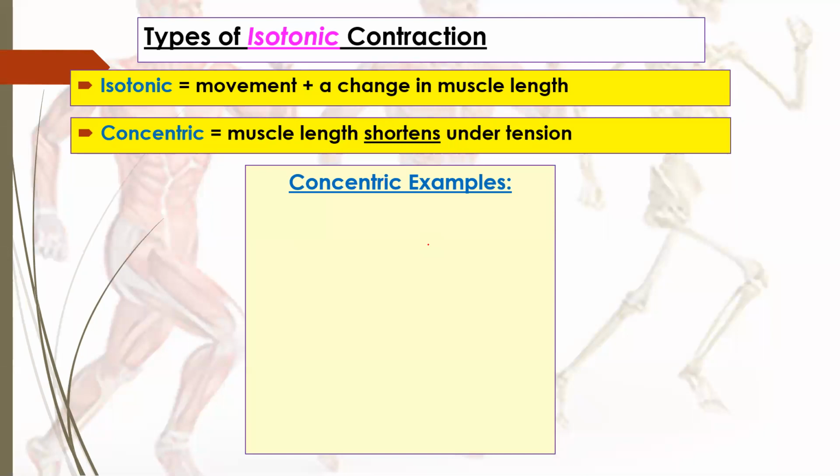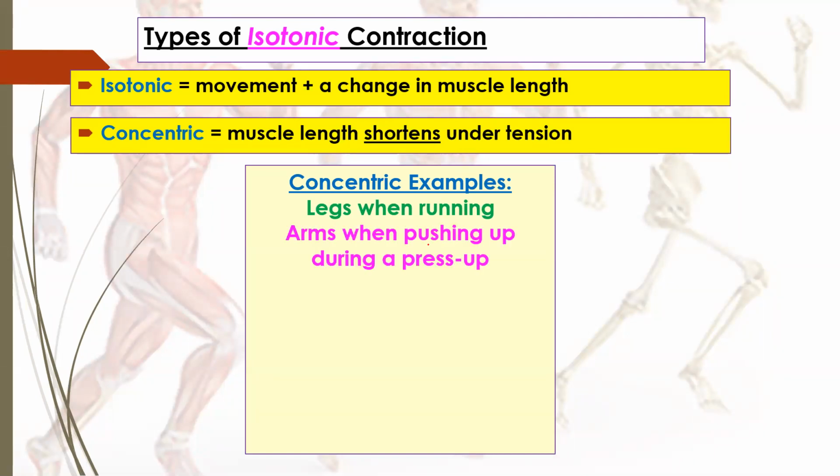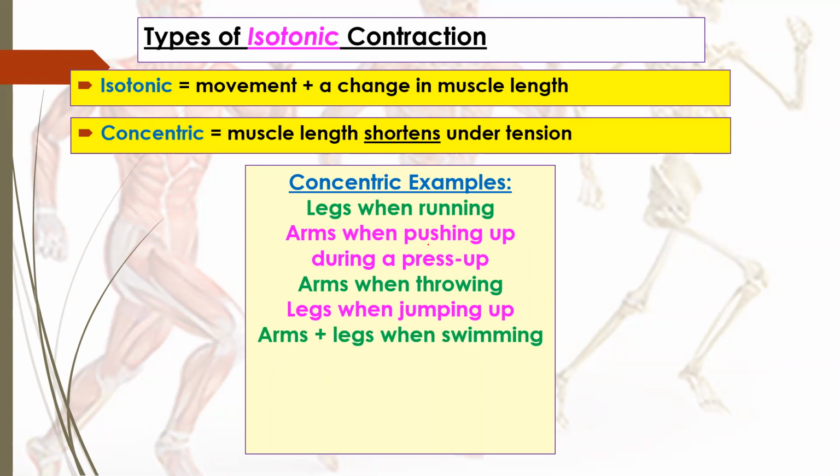Okay, so for concentric examples, the legs when running, absolutely fine. The arms when pushing up during a press up, that's crucial during the pushing up phase of a press up. That would be a concentric contraction, muscle length shortens. The arms when throwing, it's a concentric contraction. The legs when jumping up, and again, the upwards part of that is crucial. And the arms and legs when swimming, that's a concentric example.